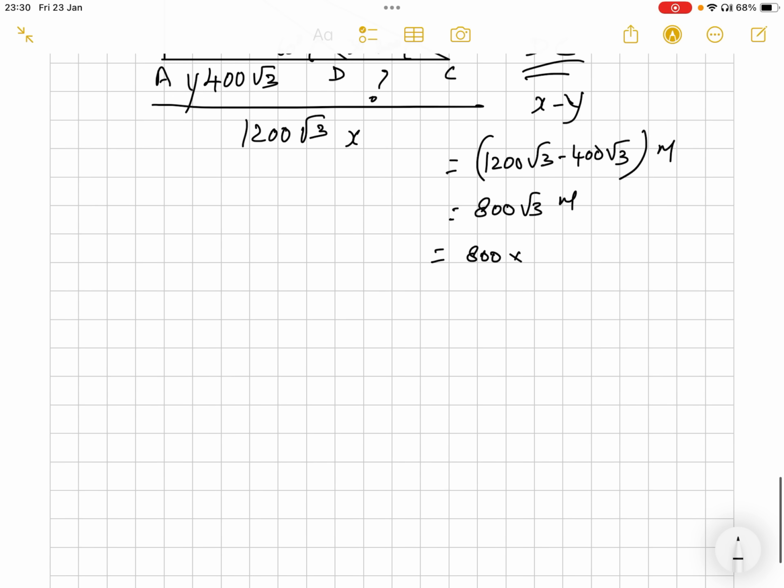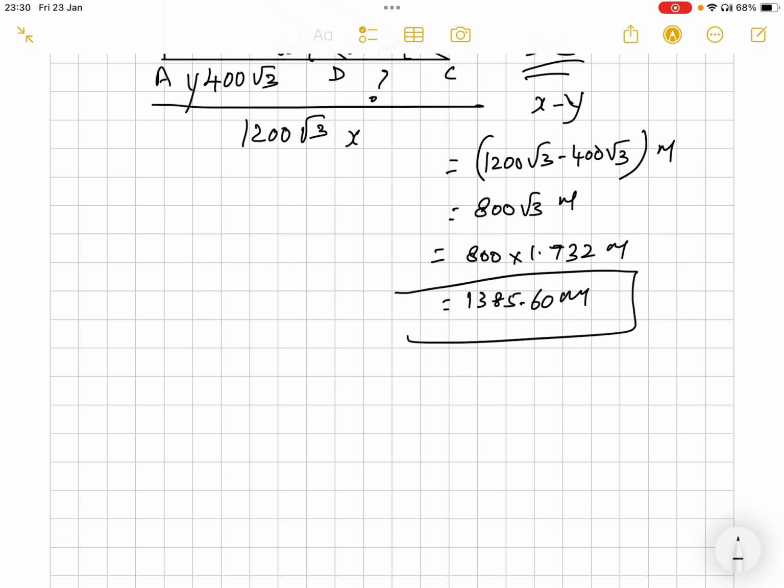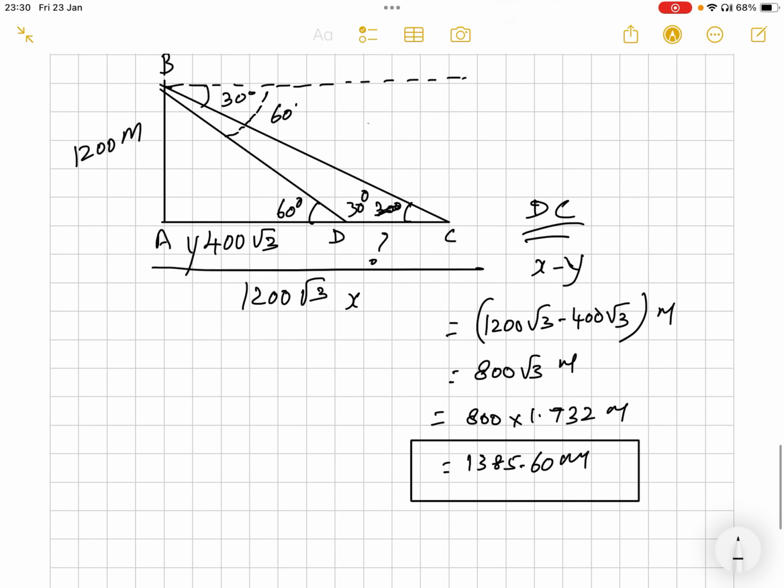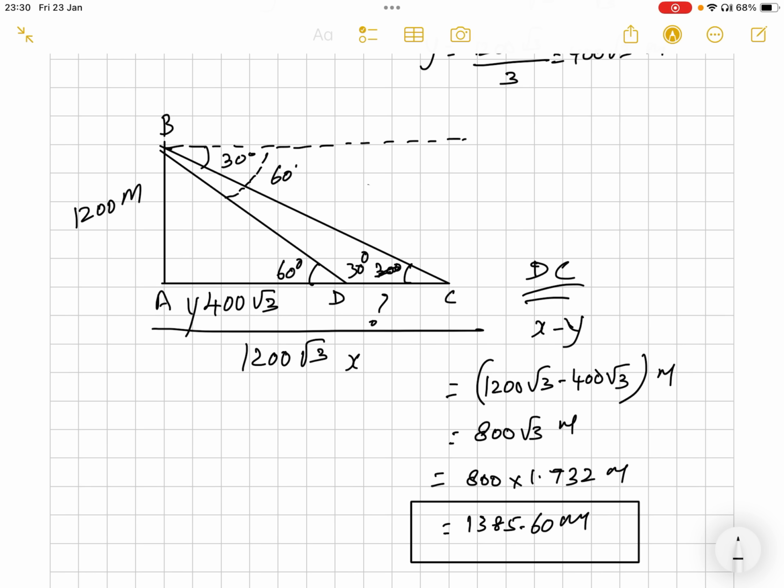What is the value of root 3? 1.732. 10th class students, you should know all these things. So it is equal to 1385.60 meters. That's all.